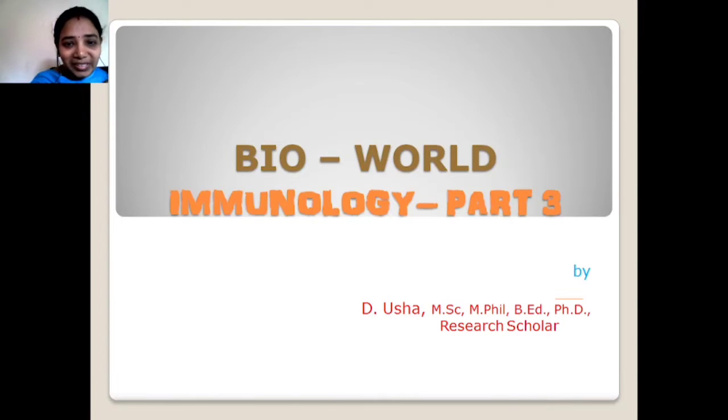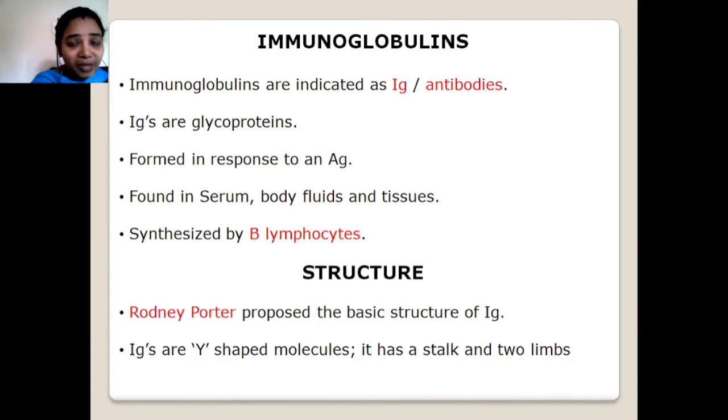Today we are going to discuss the basic structure of immunoglobulin. Just stick to our topic. First of all, a small introduction about immunoglobulins. Immunoglobulins are indicated as Ig, that is immunoglobulin or antibodies. I is taken from the word immune and G is taken from the word globulins.